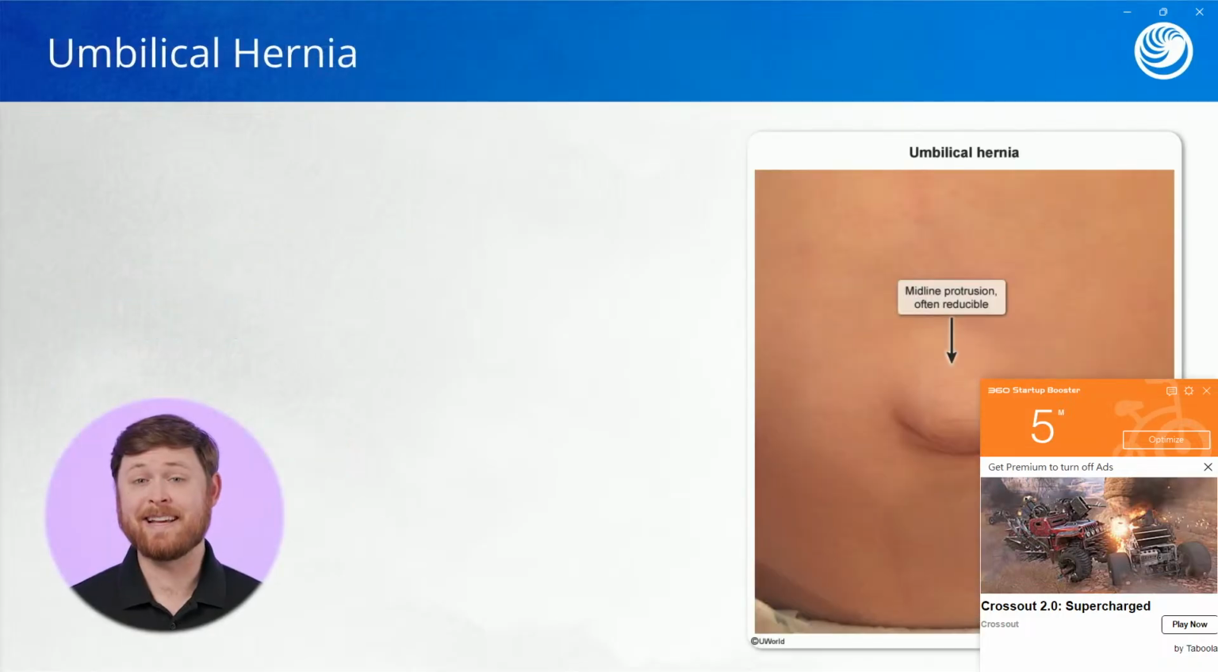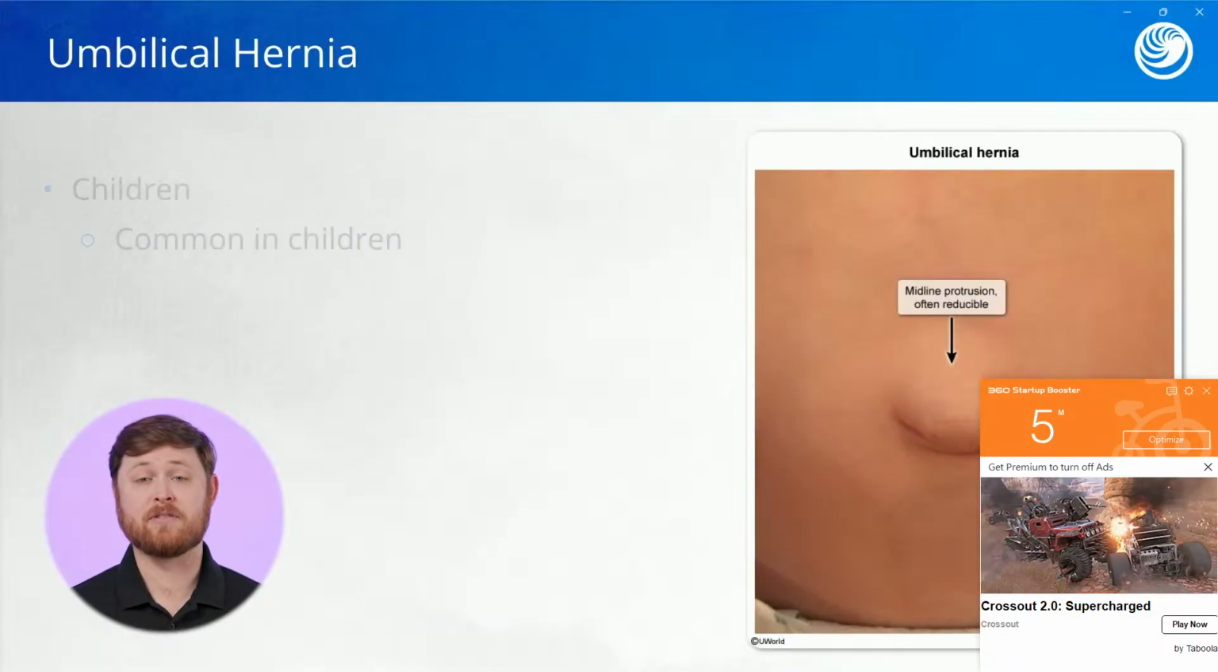On this slide, we see an image that has a great depiction of an umbilical hernia, which occurs at the navel, otherwise known as the belly button. This type of hernia is a midline protrusion that is often reducible. This means that if we were to apply pressure to that protrusion, it would recede back into the abdominal cavity.